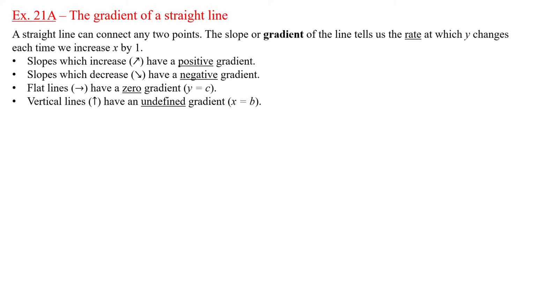Welcome to exercise 21A, the gradient of a straight line, the first exercise in our graphs and relations module. A straight line can connect any 2 points. If you draw 2 dots on a page, you can draw a straight line to connect them, and that will be the shortest distance between those 2 points.